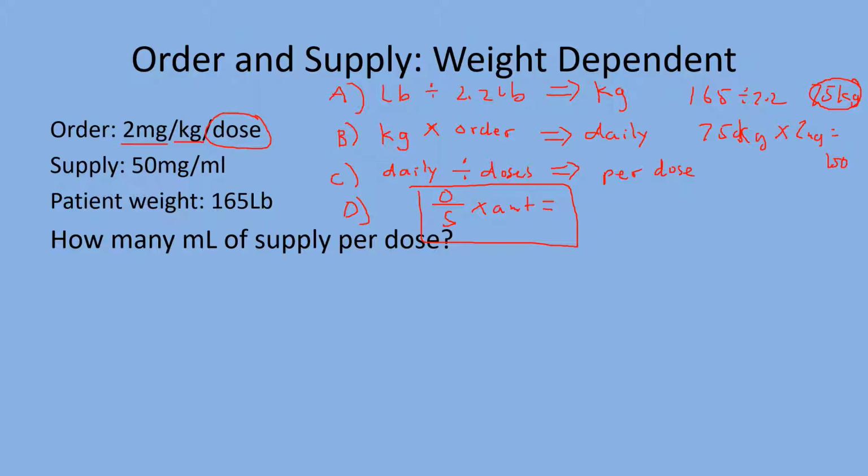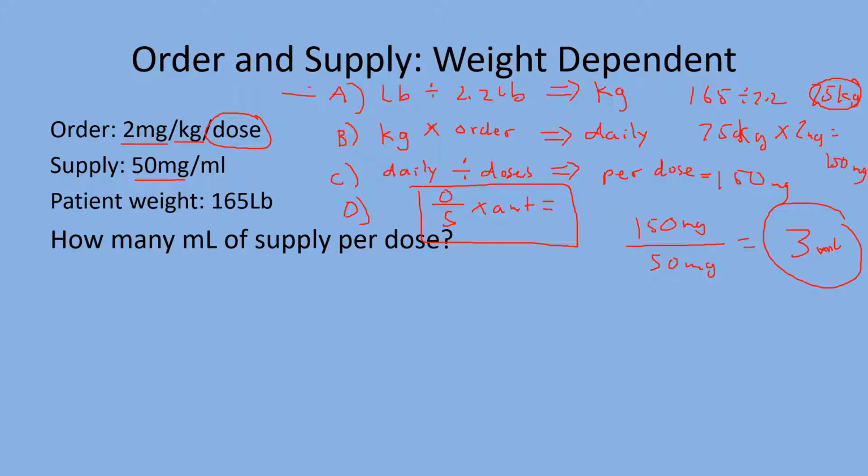So for letter C, it's the same. You're getting it all at once. So what's our order? 150. Right? So that's where we got it. And then our supply comes 50. So how many mLs do we need to deliver? So it would just be 3 mLs. So just 3. Just 3 mL.